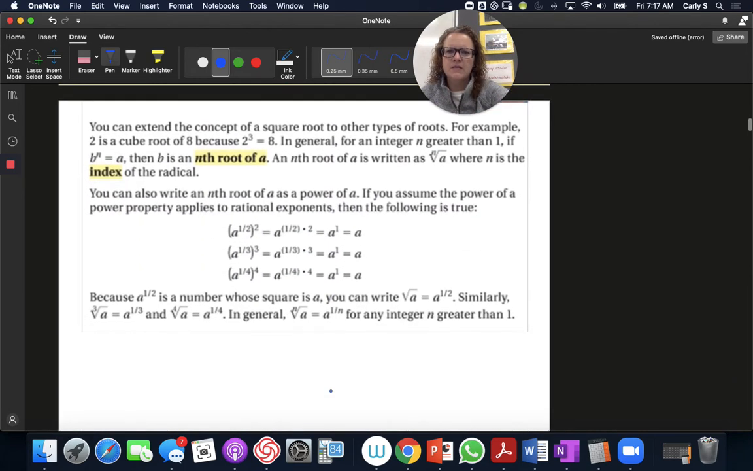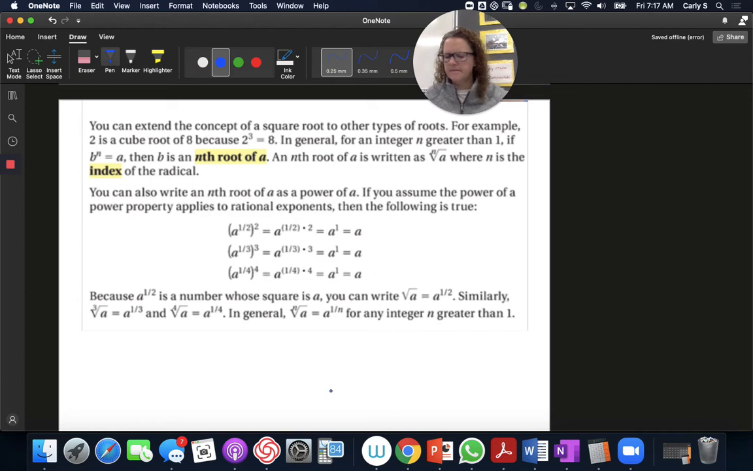All right, let's get into the meat of the lesson. You can extend the concept of a square root to other types of roots. For example, 2 is a cube root of 8 because 2 cubed equals 8. In general, for an integer n greater than 1, if b to the n equals a, then b is the nth root of a. An nth root of a is written as a radical with n right there over a, where n is the index of the radical.